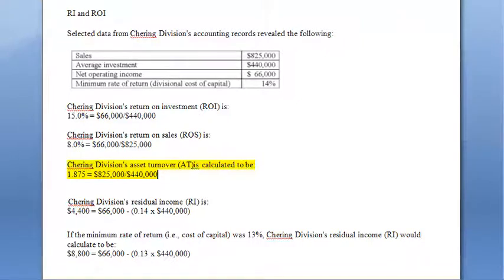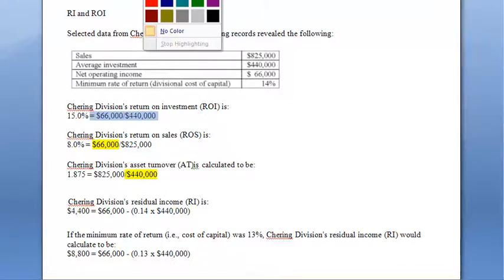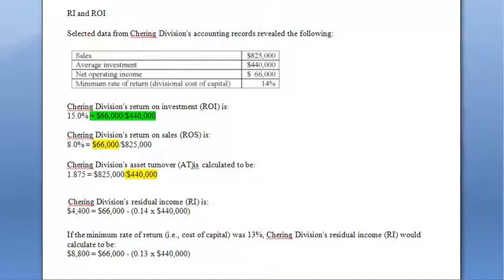And what you can do is look at these two equations combined, and the 825s cancel each other out. So basically, if you take the 66,000 divided by the 440,000, you'll see that gets you back to your ROI. So if you take your return on sales multiplied by your asset turnover, the 825s cancel each other out, and so you end up with the return on investment.